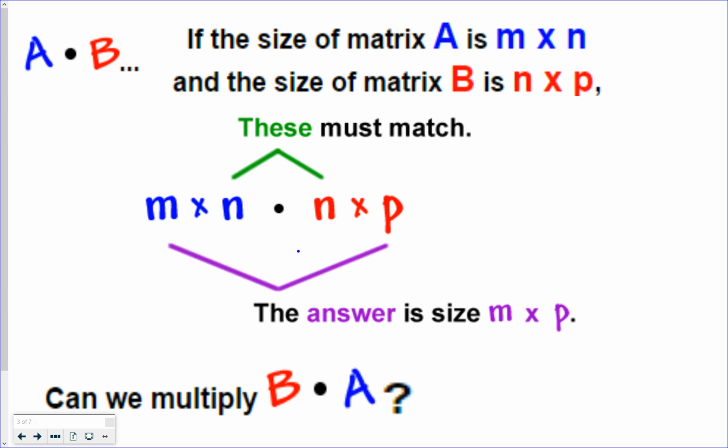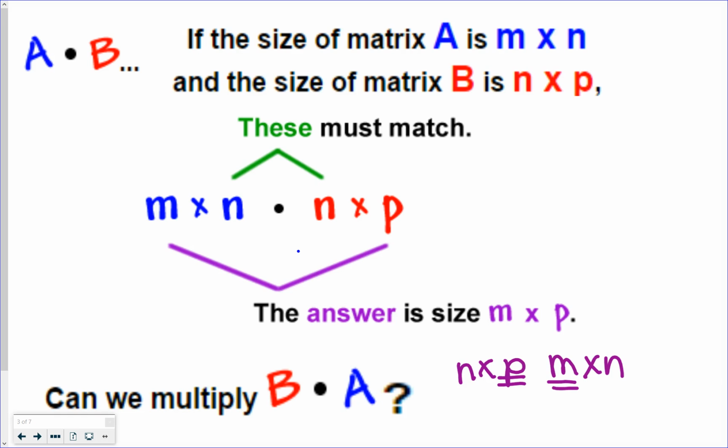Okay? What if I switch these around? What if I did B and then A? So that means I have N by P and M by N. Could I multiply B and A together the other way? No, because look right here. Because I flip-flopped them, now my middle pieces don't match. Okay? So you got to make sure it works.